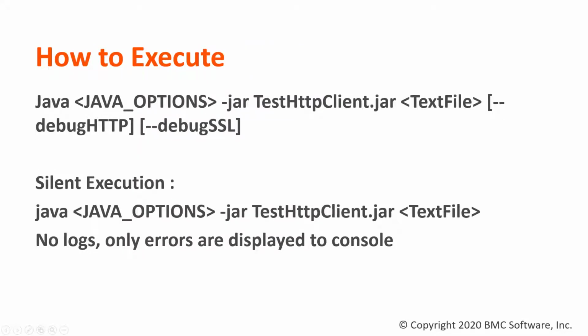As with any program in a jar file, use the syntax java -jar testhttpclient.jar and the mandatory parameter, the file name. This will run the program in silent mode, where all the requests in the file provided will be performed, and the only output would be the errors to the console, if any.